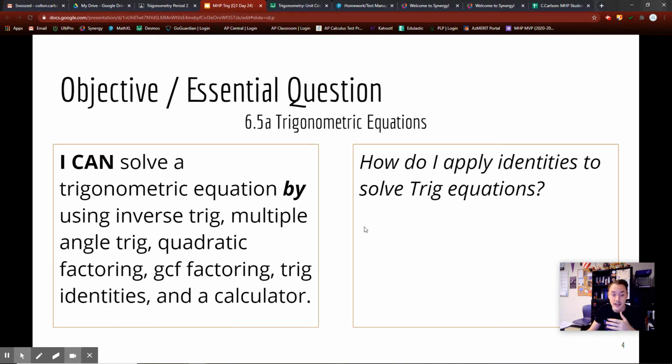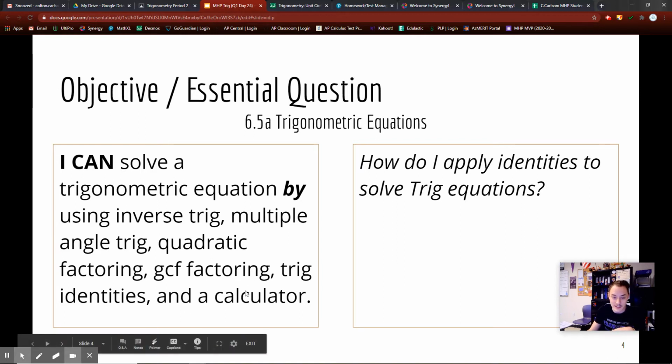So it's still a good essential question, and that's going to be our essential question for the next 2 days. How can I solve a trigonometric equation by using an inverse trig, multiple angles, quadratic factoring, GCF factoring, all this stuff? Okay, you can solve a trigonometric equation by using all of this, okay? And by calculator, of course, what I mean is Desmos. And I'm going to show you how to do that in a little bit, okay?